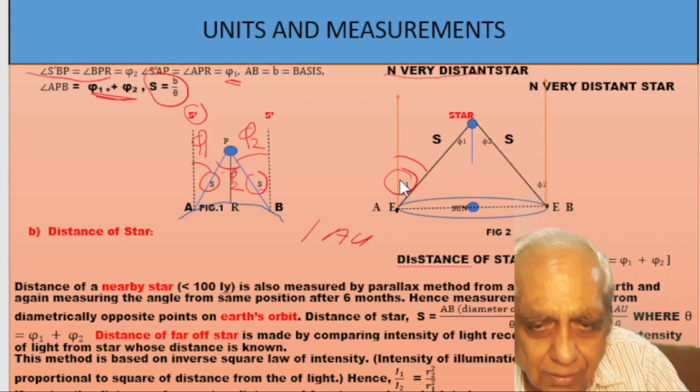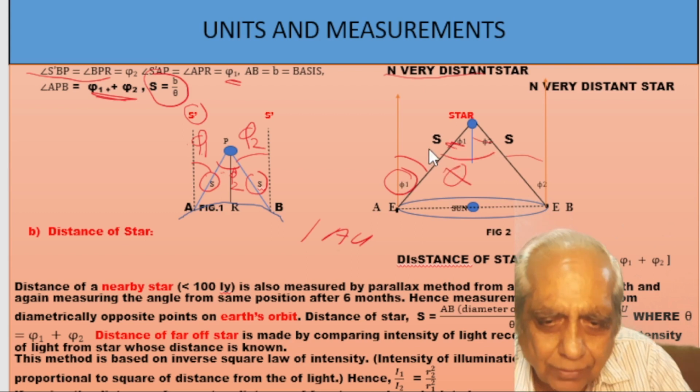So my angle A star B becomes phi 1 plus phi 2. This is my theta, the parallax angle. I measure this parallax angle, and the basis is AB. I have explained to you that AB is 2 AU. So I know the basis, I know theta, so I can calculate S by the same formula.